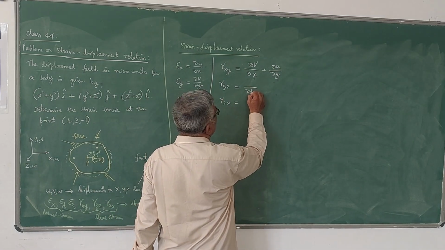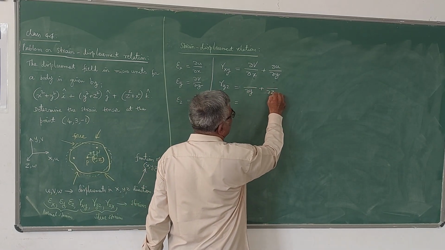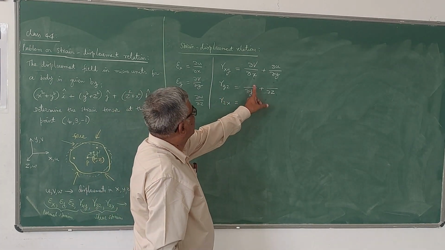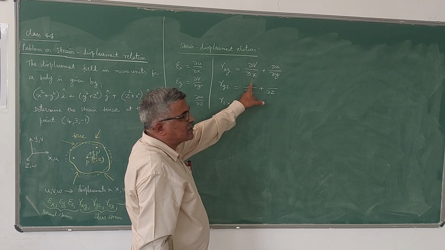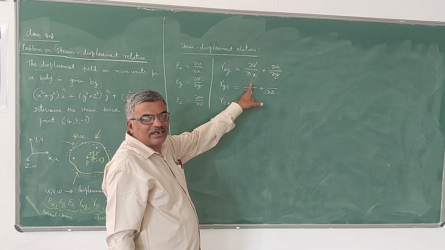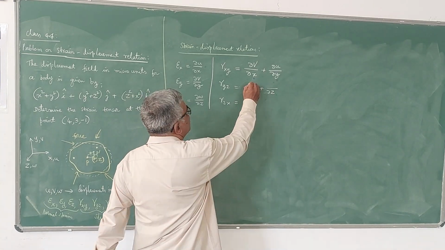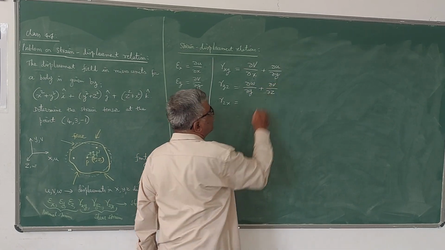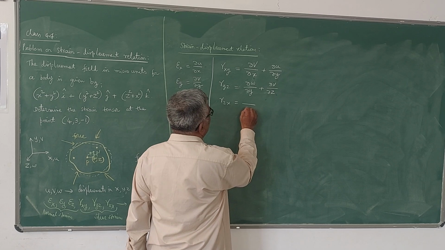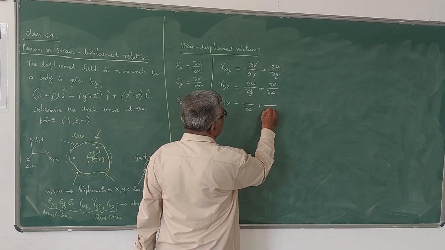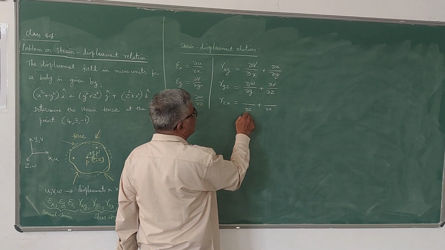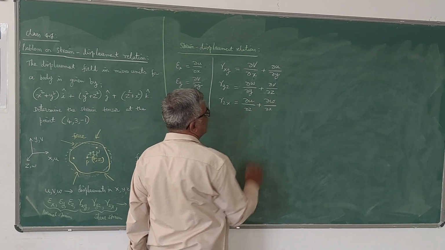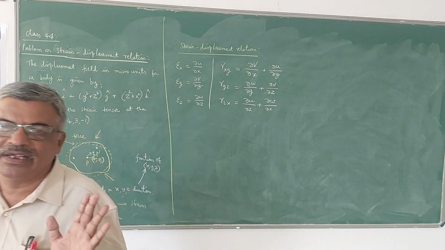Similarly, gamma yz. Dou y I will write here, dou z I will write here. The displacement component in z direction should come with dou y. What is that? W. And here the displacement component in y direction will come. Similarly here, dou z and dou x, with the displacement component in x direction and the displacement component in z direction. Got it? These are the strain components.